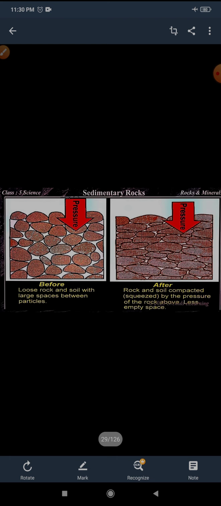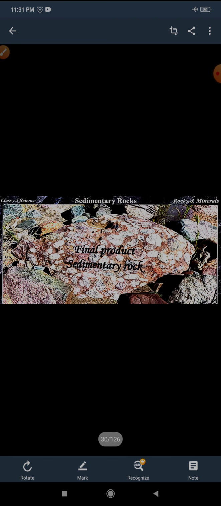Here you can see the space between each and every stone particle, but here no space is there. Why? Due to this pressure, the lower layers harden into rock. So you can see the before and the after. What is before? Loose rocks and soil with large spaces between the particles, and after, rock and soil compacted by the pressure of the rock, with less empty space.